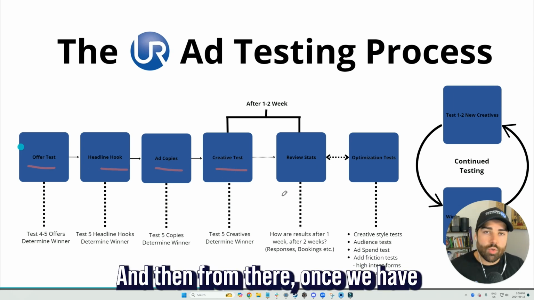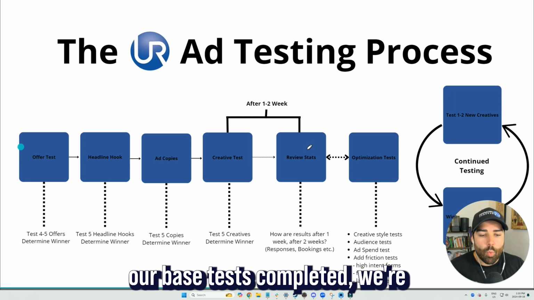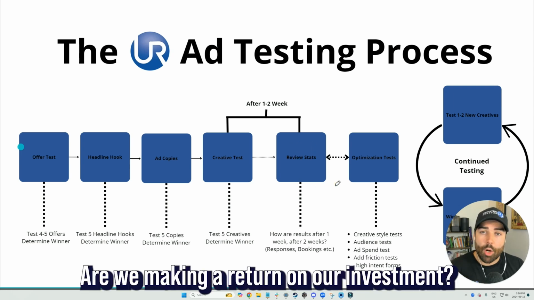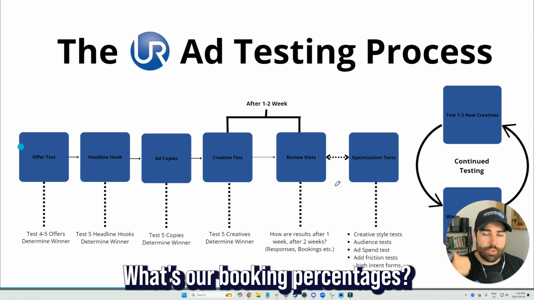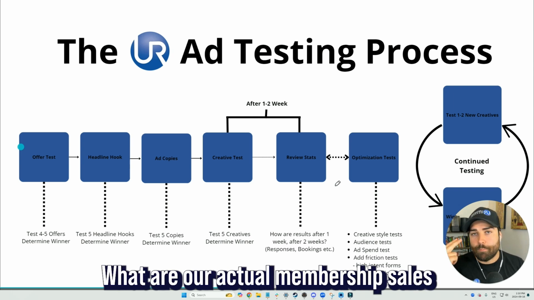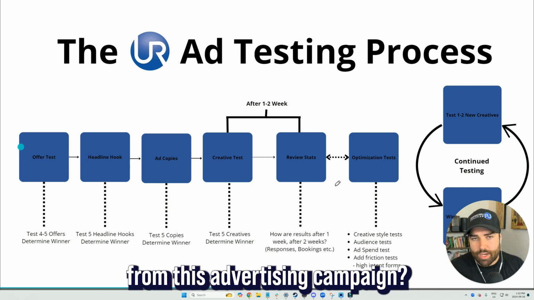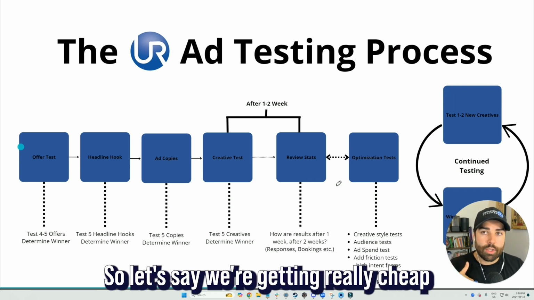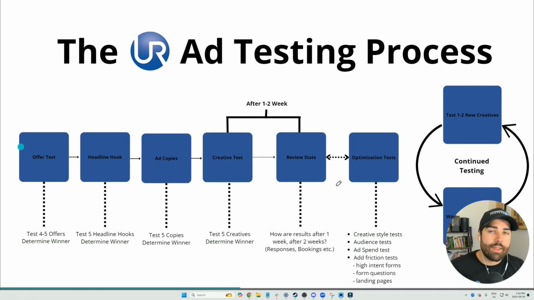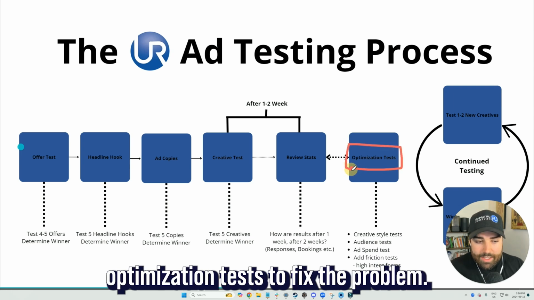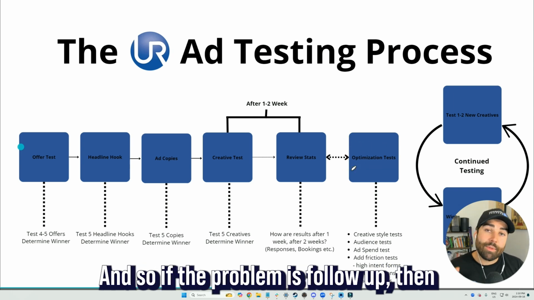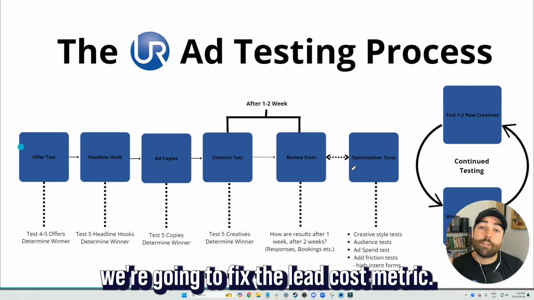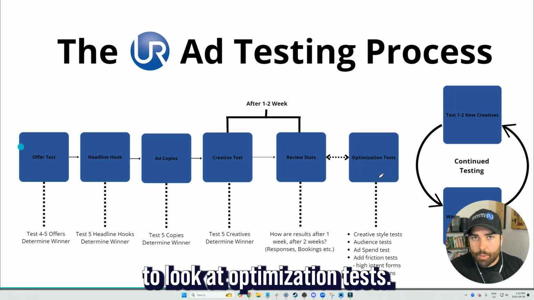Then from there, once we have our base tests completed, we're going to be reviewing our stats to determine how well things are going. Are we making a return on our investment? What's our booking percentage? What's our show up rate? What are our actual membership sales from this advertising campaign? Depending on where there might be an issue, let's say we're getting really cheap leads, but nobody's booking appointments, then we're going to start to roll out optimization tests to fix the problem. If the problem is follow-up, then we're going to fix the follow-up problem. If the lead cost is too high, we're going to fix the lead cost metric. And that's where we're going to look at optimization tests.